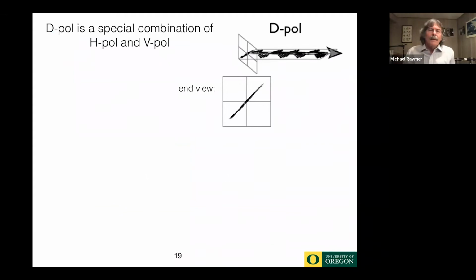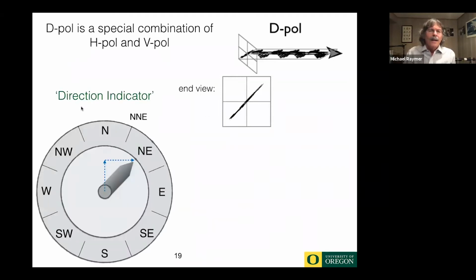Okay, so with that in mind, we have also the concept of dipole, which is diagonal polarization. And if you look from over here with your eye, look that direction, you see the orientation is diagonal. Now, I had this little cartoon picture, which I call direction indicator. It's kind of like a compass. This needle can point in any direction, right? And it can point to the northeast or to the north or to the east. But if it's pointing northeast, it's kind of a combination of north and east.